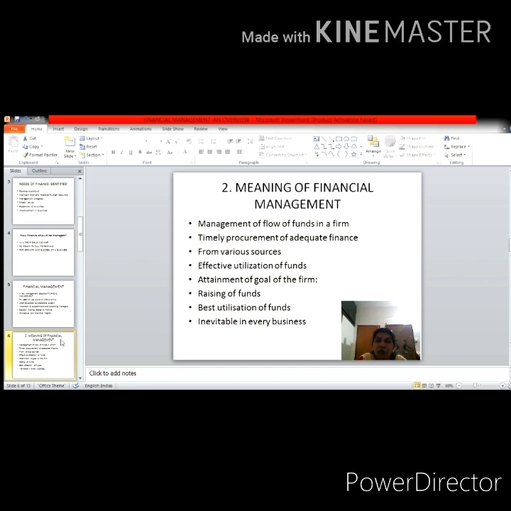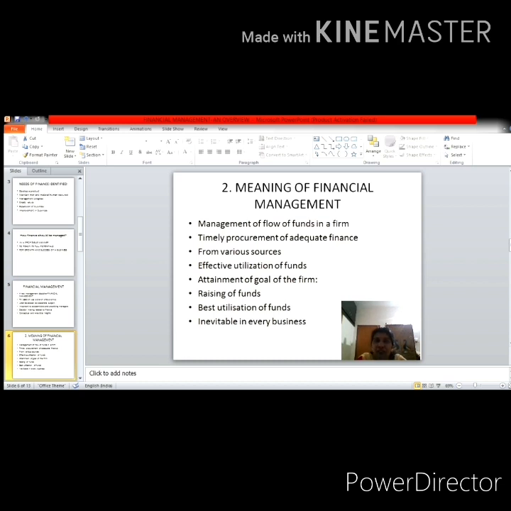Now, how does the firm procure this? From various sources. As you know, what are the various sources? The sources can be the investors, the investment bankers or financial institutions. The firm gets finance from various sources like banks, financial institutions, investors, investment bankers, etc. Now, this finance which you have procured should be effectively utilized. That is very important. There is a difference between efficient utilization and effective utilization. What is efficient utilization? For whatever purpose the fund was procured, it should be used economically. That is efficient utilization. What is effective utilization?